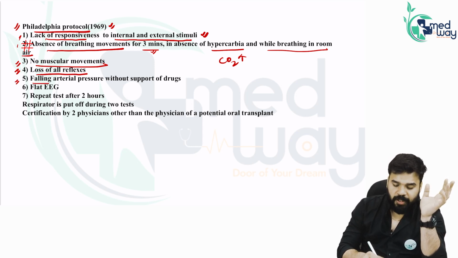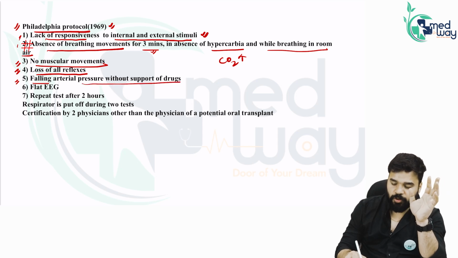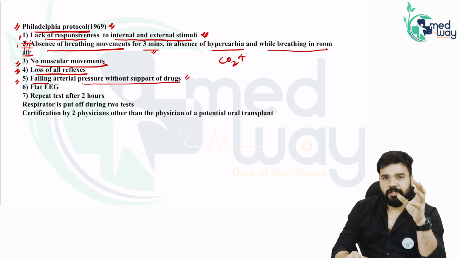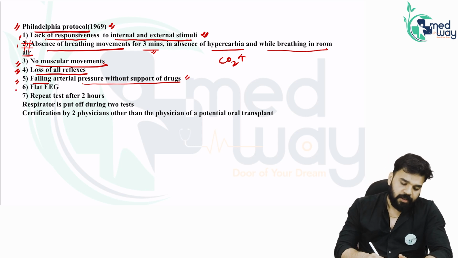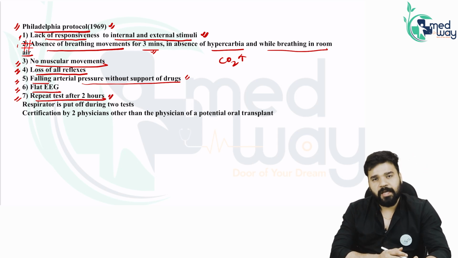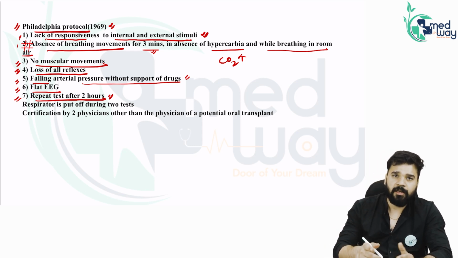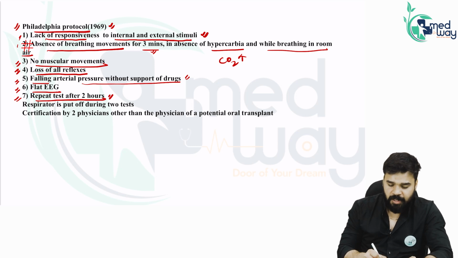Fifth is falling arterial pressure without support of drugs. If there is falling arterial pressure without support of drugs, we'll consider it as a point of brain death. Sixth is flat EEG. Seventh is we will repeat the test after 2 hours. In Harvard's criteria, we were repeating the test after 24 hours. In Philadelphia, we will repeat the test after 2 hours. And another point of difference is the respirator is put off during the 2 sets.